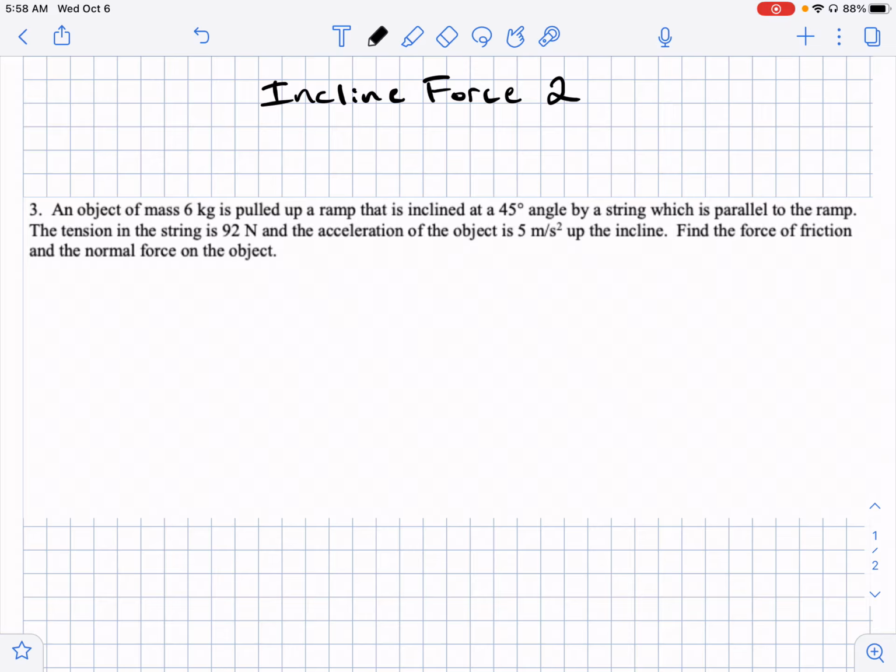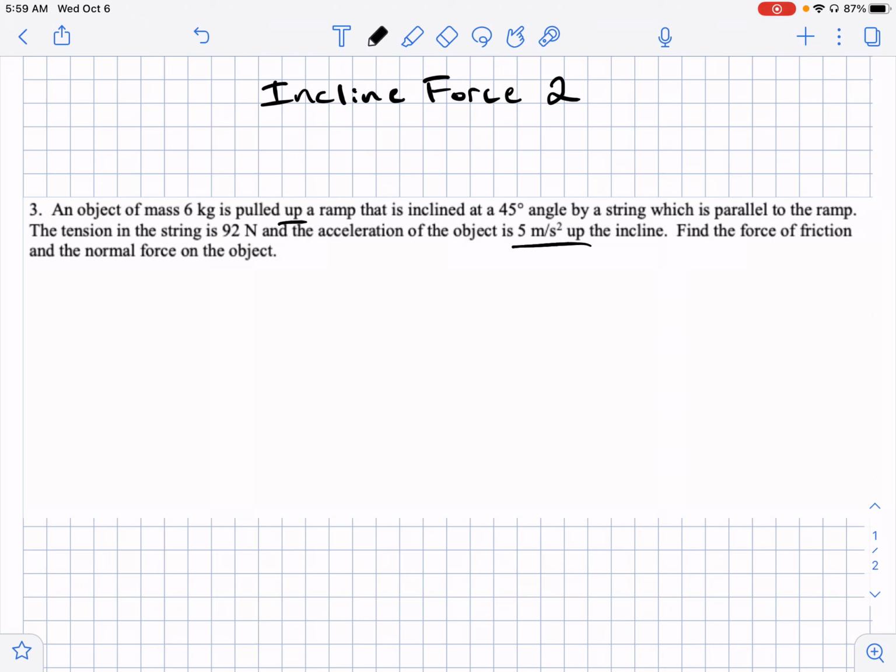Number 3 says we have an object that has a mass of 6 kilograms that's being pulled up a ramp, and that ramp has a 45-degree angle, and then the tension that it's being pulled up with is 92 newtons. The acceleration is 5 meters per second squared up the ramp, and we're asked to find the friction and the normal force.